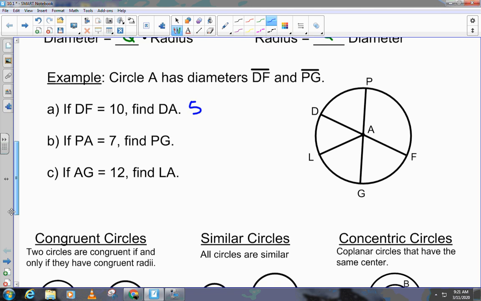Okay. Here's a new problem. If PA is 7, what's PG? 14. Okay. And how about if AG is 12? What is LA going to be? 12. Okay, so all your radii are the same. That's what makes it a circle, because they're equidistant from the center.